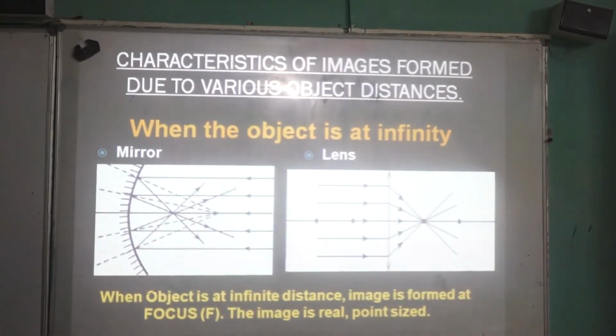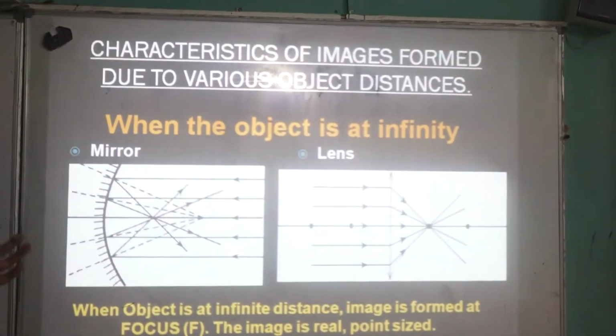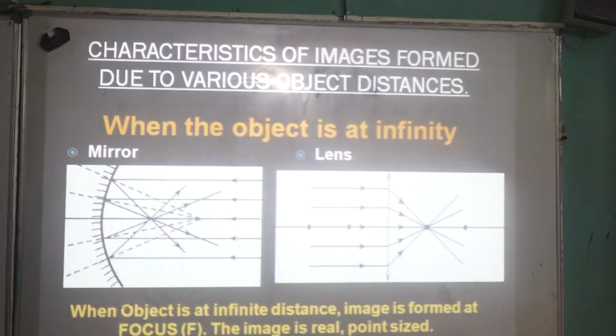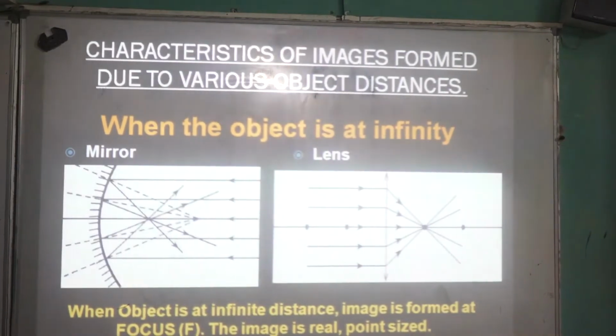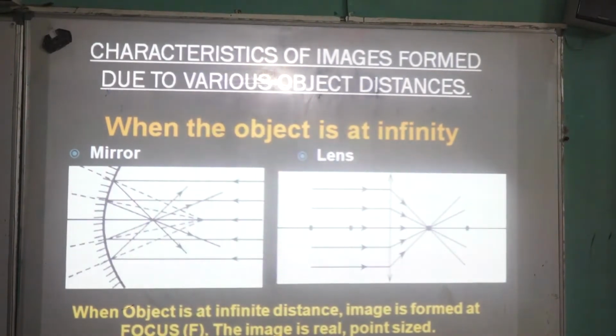So here we shall discuss how to draw the ray diagrams and the characteristics of images simultaneously. First, where the image is found, we have to understand the formation of image. So the image is formed where the two reflected rays are joined or two refracted rays are joined. That is the place where the image is formed.